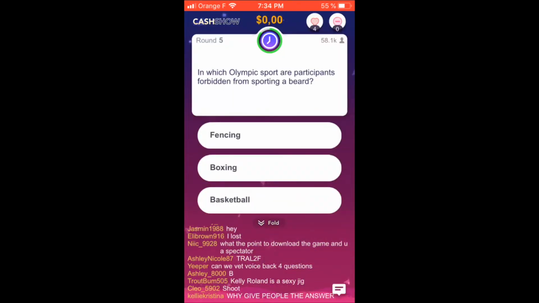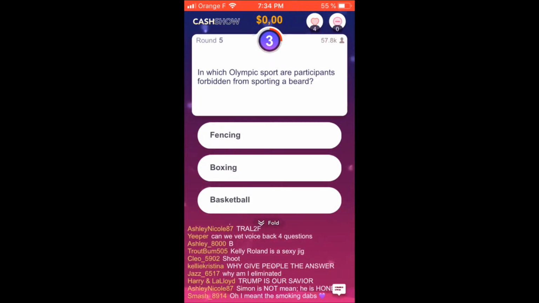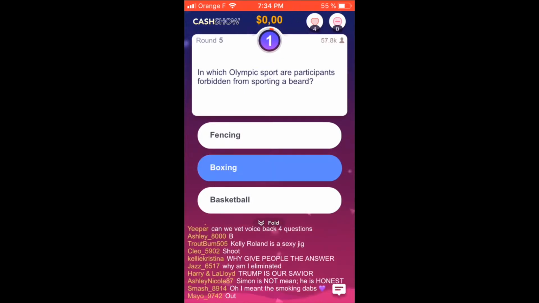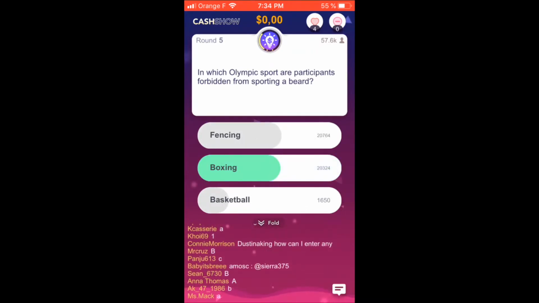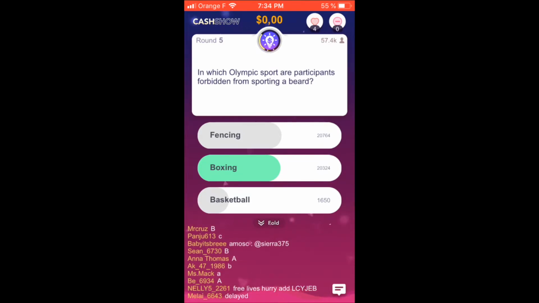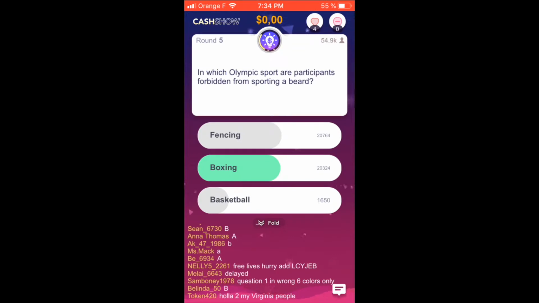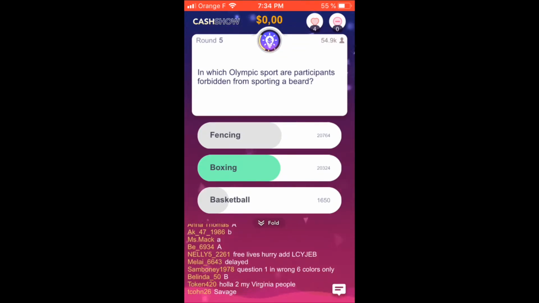In which Olympic sport are participants forbidden from sporting a beard? Fencing, boxing, basketball. I thought it was just a fashion thing, but I guess I was wrong big time. Some of the reasons that bearded boxers are forbidden is because it can cushion blows, conceal parts of the face, open cuts, and could be slippery for the opponent's gloves.